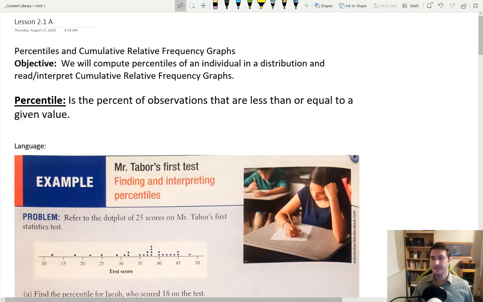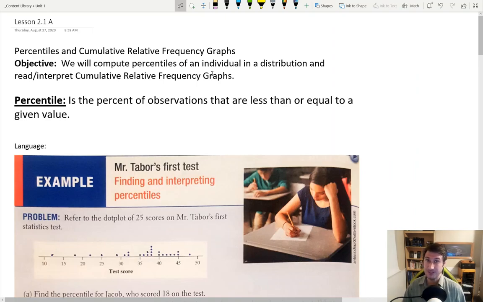Hello AP Statistics students. In this video, we're going to take a look at two things: percentiles and cumulative relative frequency graphs. I promise it's not as hard as it sounds. So our objective here: we will compute percentiles of an individual in a distribution and read and interpret cumulative relative frequency graphs. All right, so to start with, percentiles.